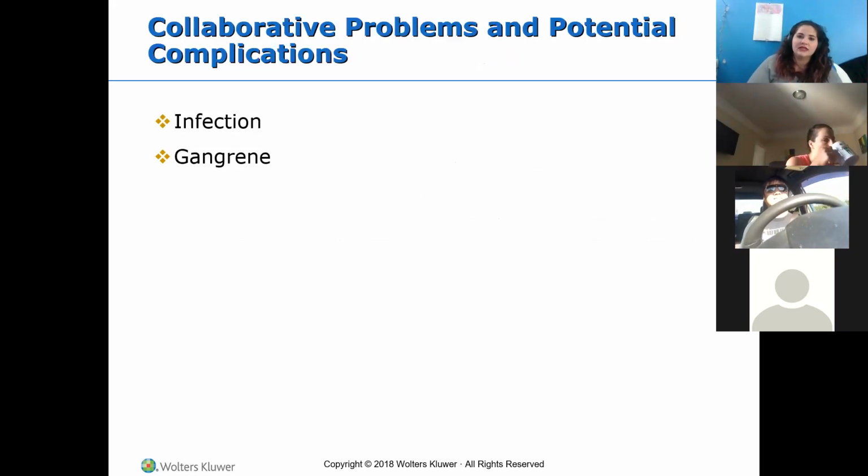Collaborative problems and potential complications are infection and gangrene. Gangrene is pretty much the decomposition of tissue. So it's pretty much like dying. You'll see it in toes, feet, and fingers, mostly the extremities. It's where you're not getting enough blood and the cells die, which leads to the death of those extremities, and usually it ends with amputation.